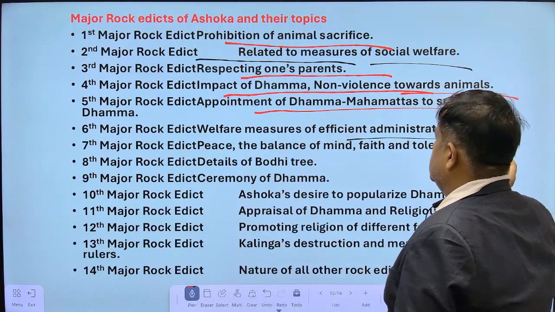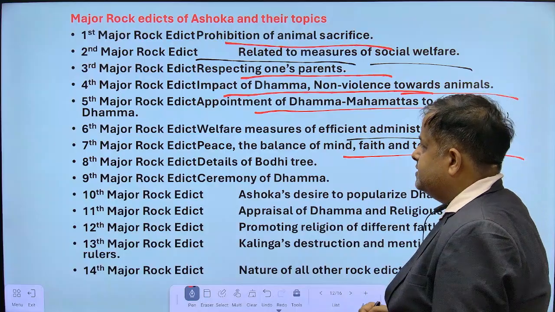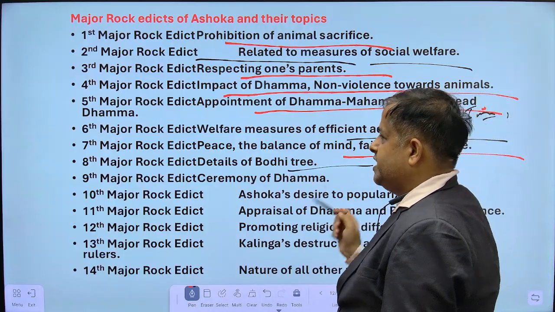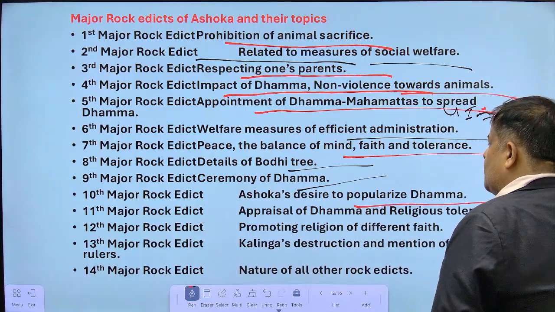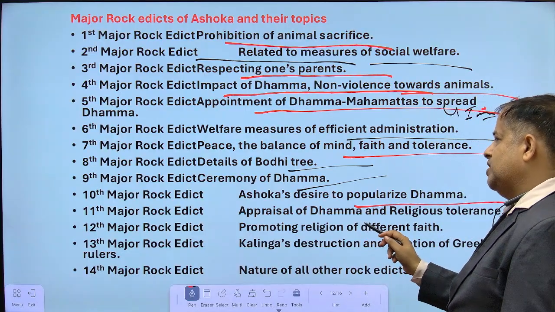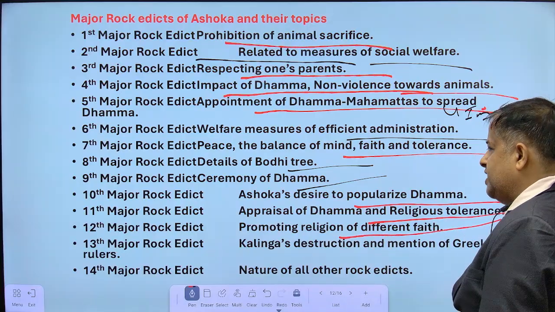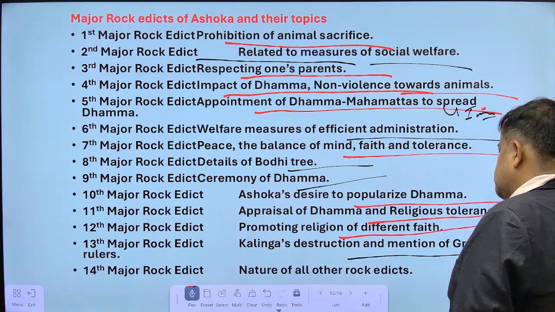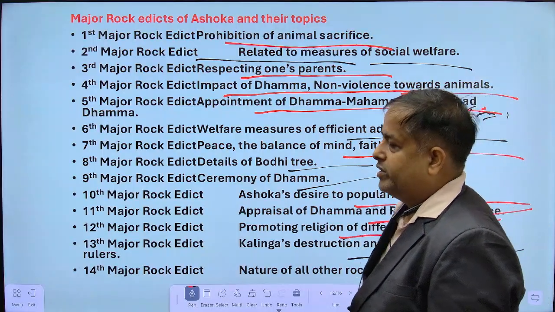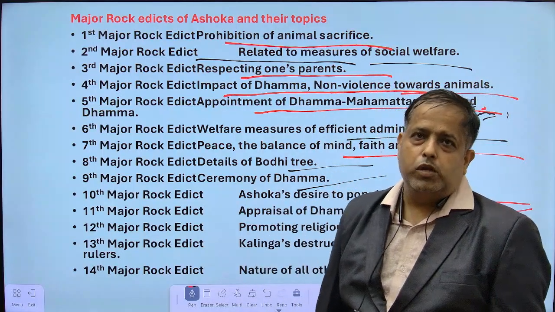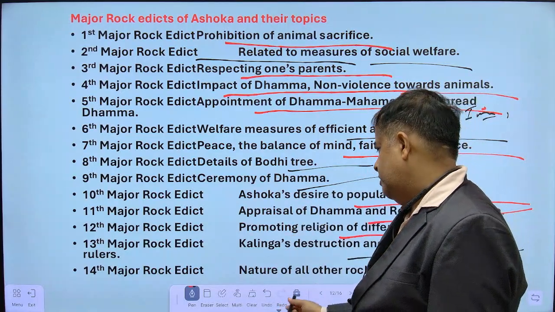Welfare, measures of efficient administration, peace and balance of mind, faith and tolerance. Details of the Bodhi tree in the 8th one, ceremony of Dhamma. The 10th is Ashoka's desire to popularize Dhamma, appraisal of Dhamma and religious tolerance, promoting religious and different faiths, Kalinga's destruction and mention of the Greeks, and the nature of all other rock edicts. So, beta, these were the 14 major rock edicts of Ashoka. If you get these things properly, they will all help you in your exam.